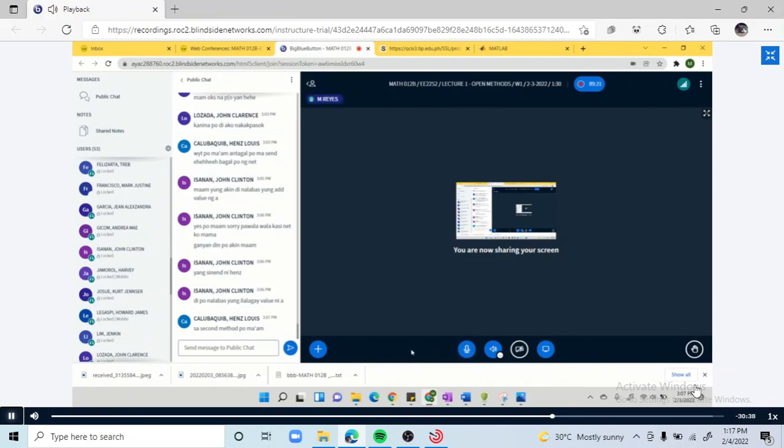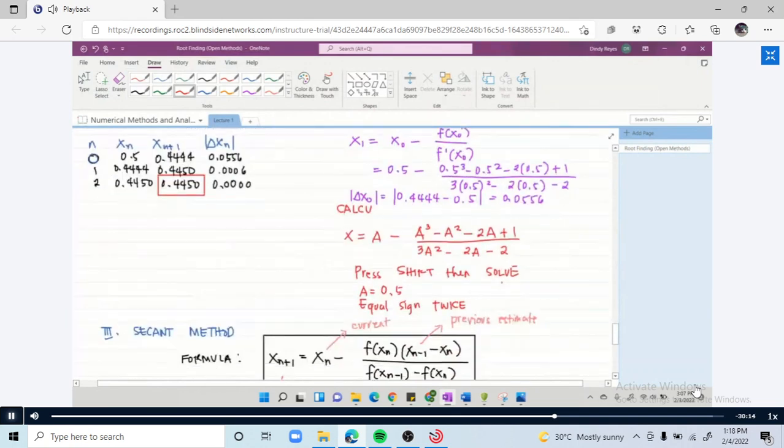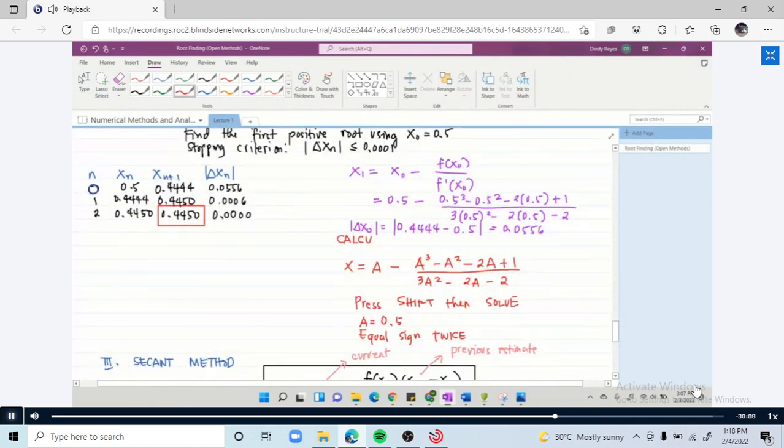Sa second method po, ma'am. Anong second? Pwede bang buksan mo yung mic mo? Nakakapagsalita ka ba para mas mabilis tayo mag-usap? Huwag ka nang mahiya. Tayo-tayo lang to. Second method, sa secant or sa Newton-Raphson? Newton-Raphson. Second method eh. Titingnan ko yung formula ha. Yung unang tinuro niyo sa calculus po, ma'am. Ito, Newton-Raphson. Yung A cubed minus A squared. Pag nag-shift solve ka, gamit yung 0.5 dyan, hindi lumalabas yung 0.4444. Yun ang ibig sabihin.